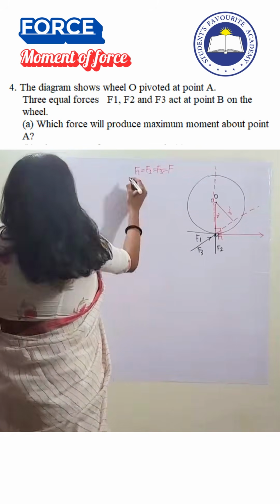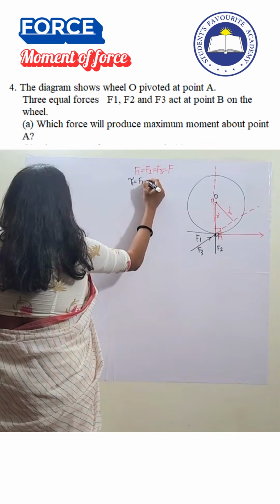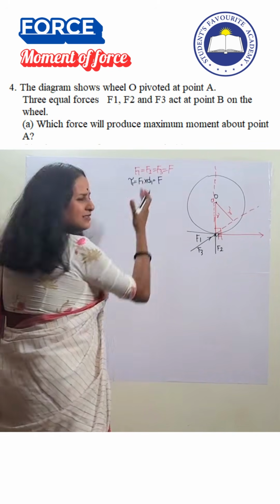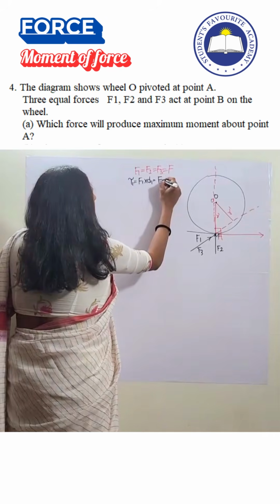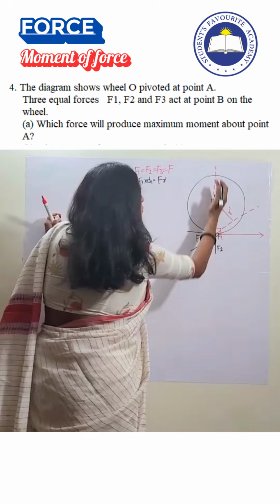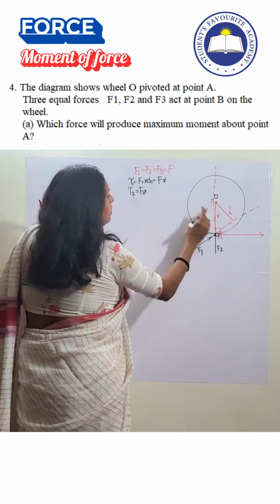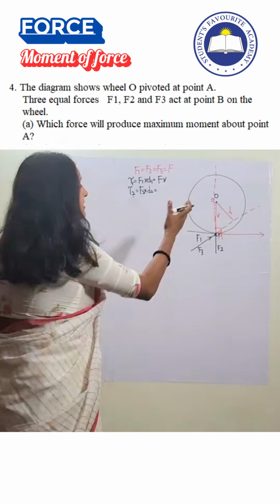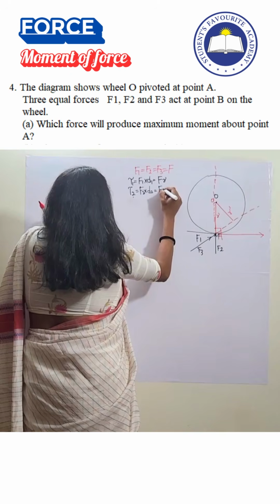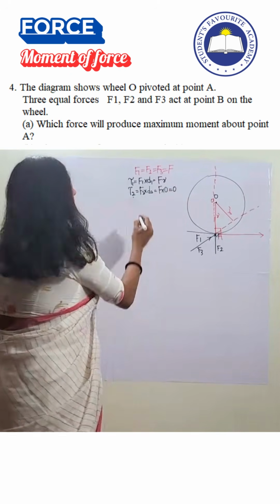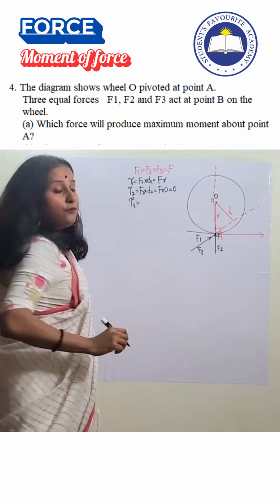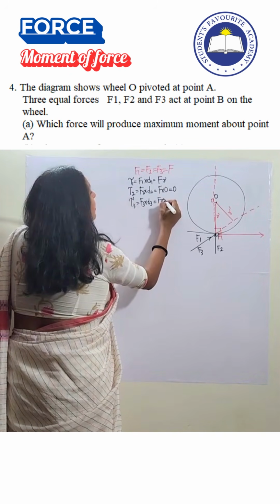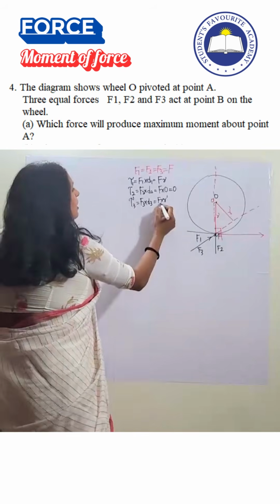So let us calculate. Torque due to F1 will be F1 into D1, or that will be nothing but F, since the forces are equal, into R. Torque due to force 2 is F2 into D2. But what is the perpendicular distance of the line of action of force F2 from the center? 0. So this will be nothing but F into 0, that is equal to 0 Newton meter. And what about torque due to the third force, that is F3? It will be F3 into D3, which is nothing but F into R dash. But R dash is smaller than R.